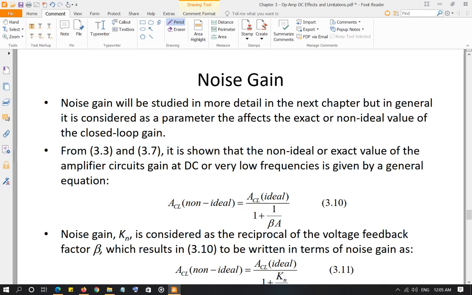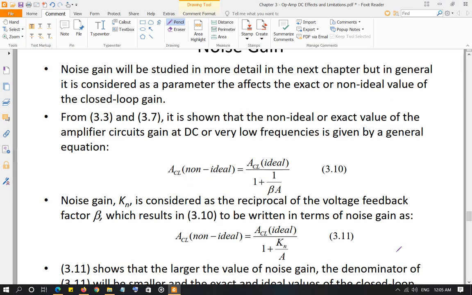And so how do we incorporate noise gain right now in the equation that we have studied so far? That is the equation of the non-ideal closed loop gain, which is this equation. So here we incorporate Kn. Kn is basically, in this equation, 1 over beta. So non-ideal gain is the ideal closed loop gain over 1 plus Kn over open loop gain.